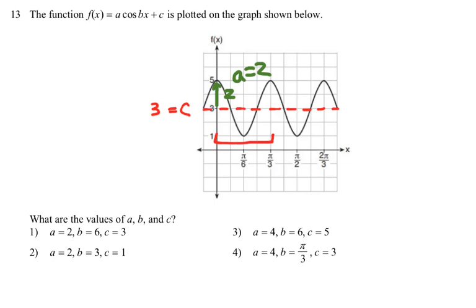Now, next, between two consecutive high points of the graph, we realize that it's pi over 3. Then that's the period. So we can say the period must be pi over 3. But we know that the period can be found by 2 pi over b.